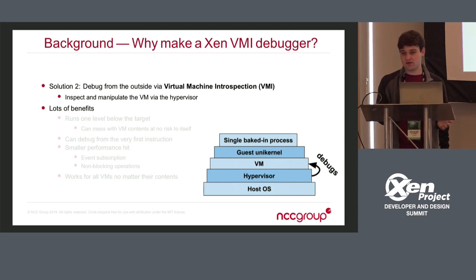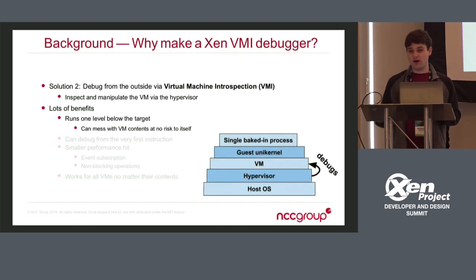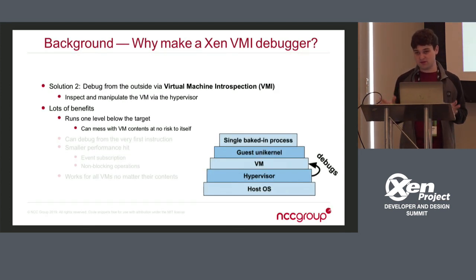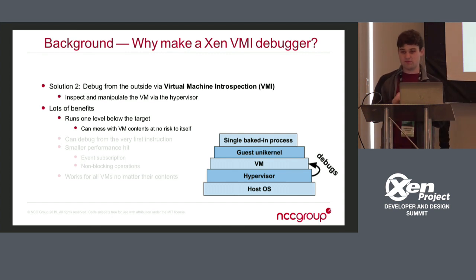And compared to something like a kernel debugger on the VM, this has a lot of advantages. You are running a level below the target. The hypervisor is external to the VM, and at least assuming that it is a secure hypervisor, anything that happens inside the VM can't affect the state of the hypervisor. So you can do whatever you want to the VM without having to worry about it breaking your debugger.